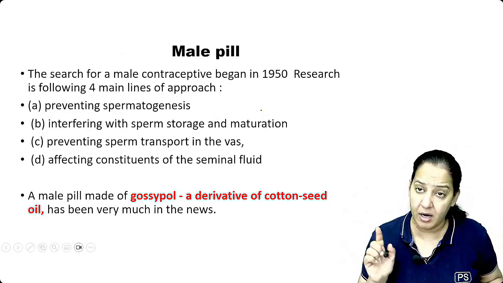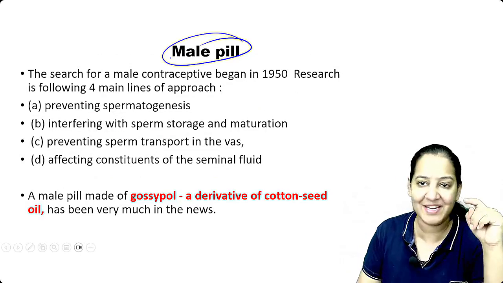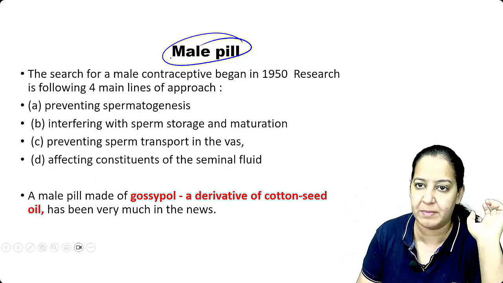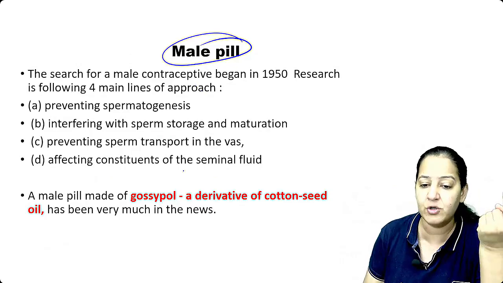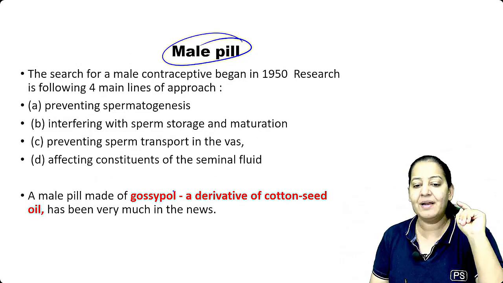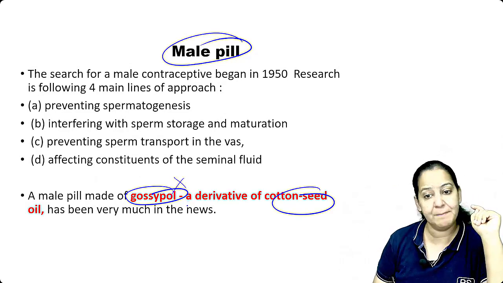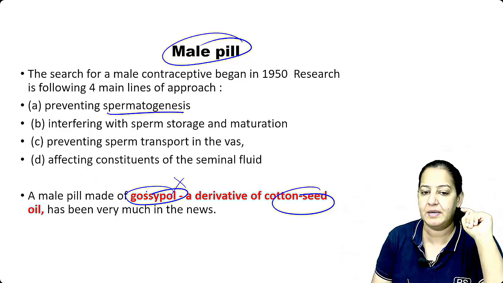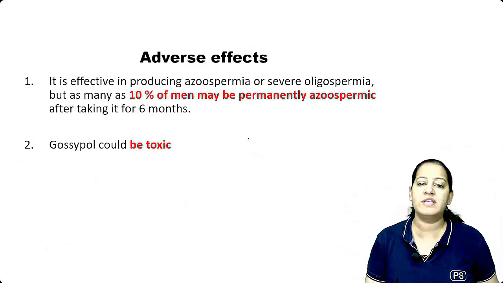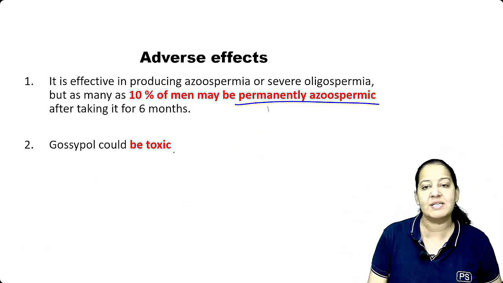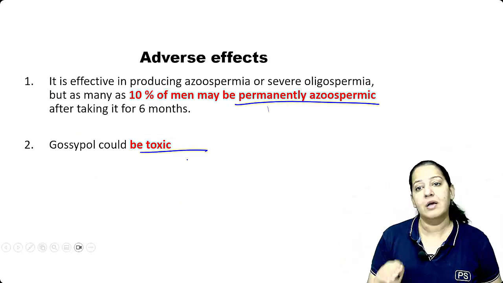Okay. Apart from the female pills, male pills were also available. They were tried, but it was a flop idea, so it is discontinued from the market. Instead of the female pill, the male pills were there. The male pill contains gossypol. Gossypol is derived from cottonseed and it kills the sperm. It prevents spermatogenesis, I mean. It interferes with sperm storage and maturation. Okay. But it was found that it permanently causes azoospermia and it can be toxic. That's why it is withdrawn from the market. Got it? These are the oral contraceptives.